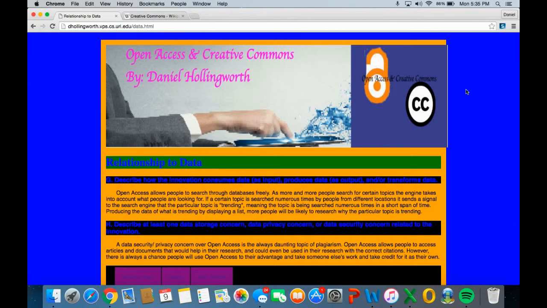Describe at least one data storage concern, data privacy concern, or data security concern related to the innovation. Of course, with open access and Creative Commons, there's always the risk of plagiarism. What open access and Creative Commons requires is that you have to cite where you got your work. Some people don't do this, and that is a security concern. You're taking someone's work that's not yours, and you're saying it's yours. This is always a risk with open access and Creative Commons, and people have started to get stricter on plagiarism, but sadly, people still do it.